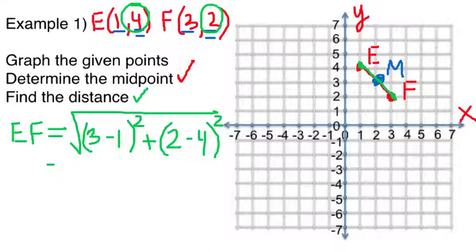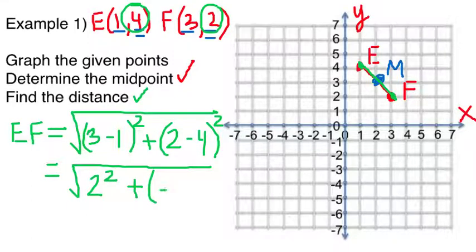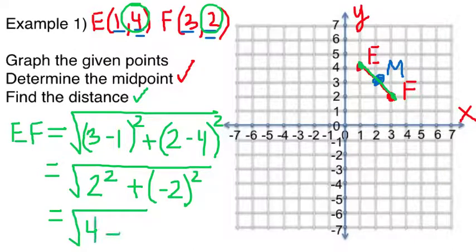Now let's just use order of operations to clean this up and simplify. I end up with, don't forget the square root all over again, or your final answer will be wrong. 3 minus 1 is 2 squared, plus 2 minus 4 is negative 2 squared. I get 4, and then again 4. 4 plus 4 gives me 8. So that means the distance between E and F is not 8, it's the square root of 8.